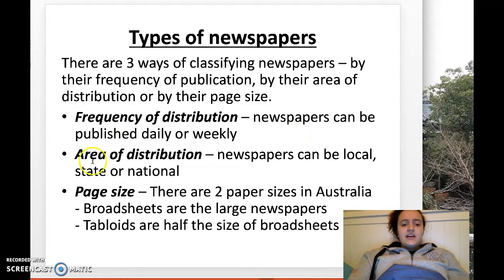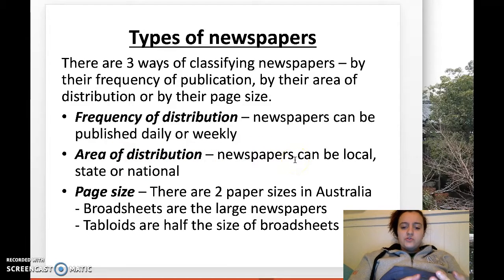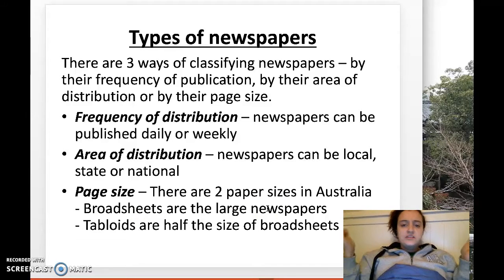Okay? In regards to areas of distribution, it refers to local, state, or national. So it could be local, Penrith, state, New South Wales, national, Australia, obviously. Alright, and page size. Whether it's a broadsheet, which is the large newspapers that you often see businessmen and women reading on the train, or tabloids, which are half the size. Okay?